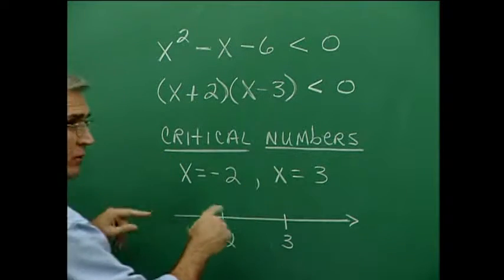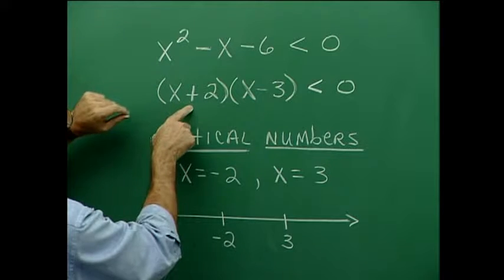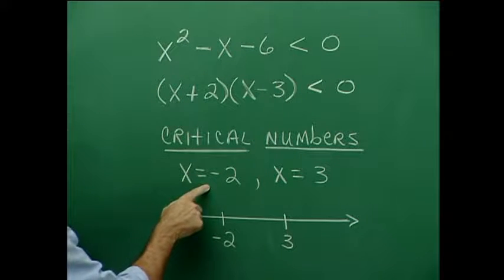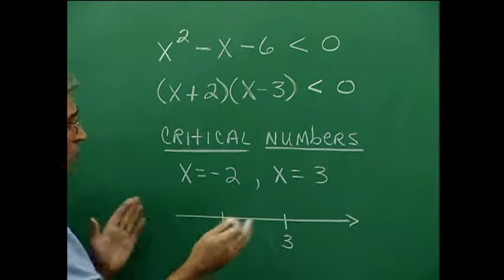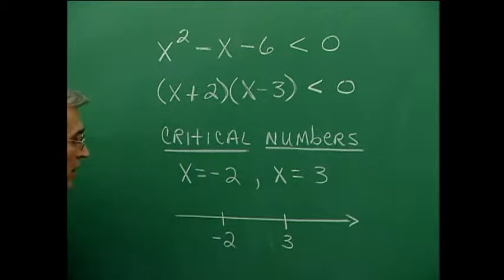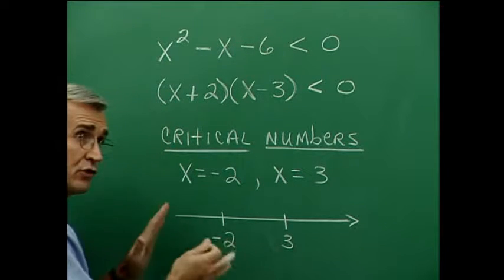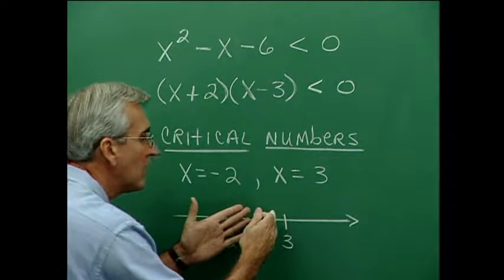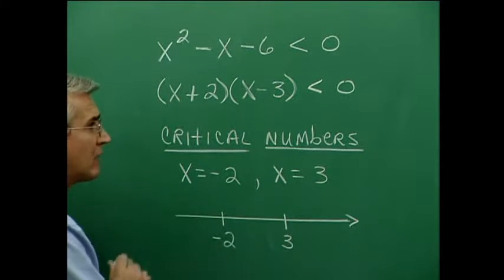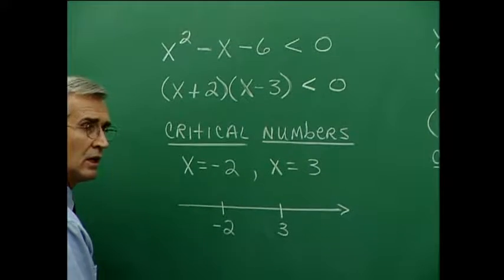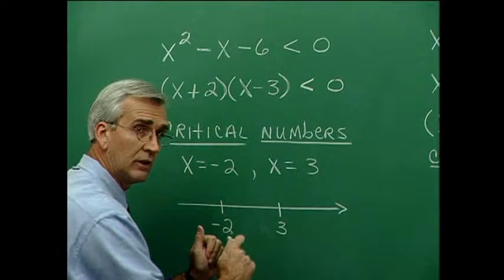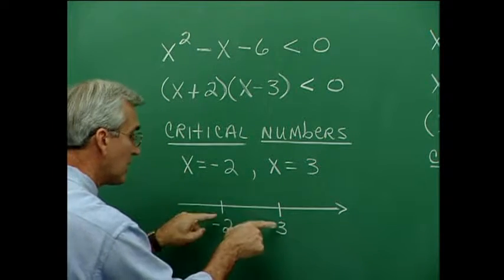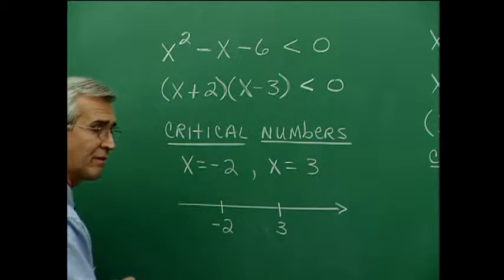But the critical numbers would be the zeros of the factors, and the value of x that causes this factor to be 0 is -2. The value of x causing this factor to be 0 is 3. So those are the critical numbers. We identify those positions on the number line. Here's -2, here's 3. And then we examine the situation of truth or falseness in each of the intervals that are created from these critical values. I'm talking about this interval, this interval, this interval. Those intervals were created because of the zeros of our factors that we found.